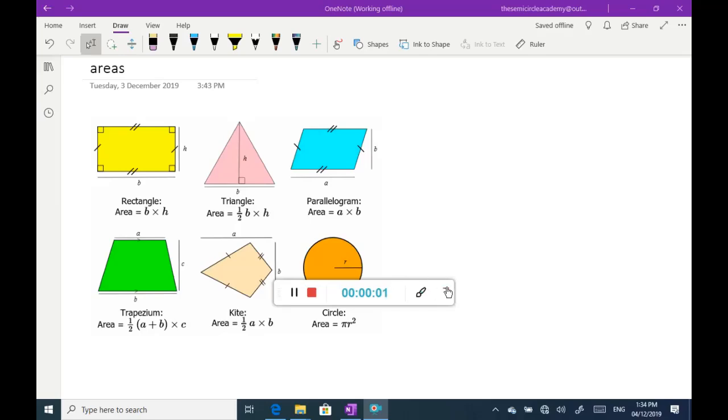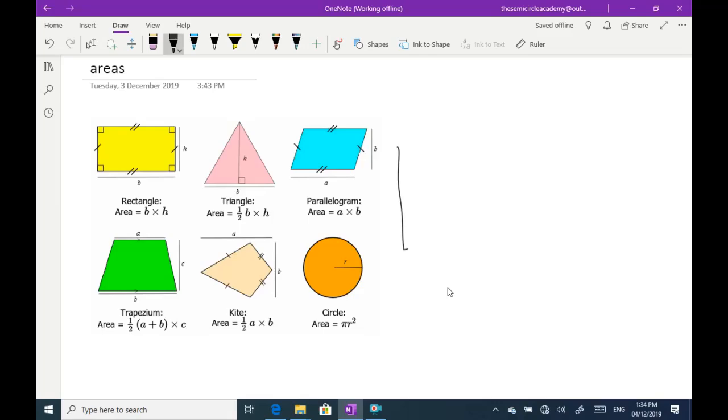Hey, good day everybody, and in this video we'll be talking about areas. Now you can see here that we have the areas of some shapes, and these are the areas that essentially we're going to need to know. And we have some formulas here, and we'll take a look at these formulas. Now the formulas are pretty easy, right?